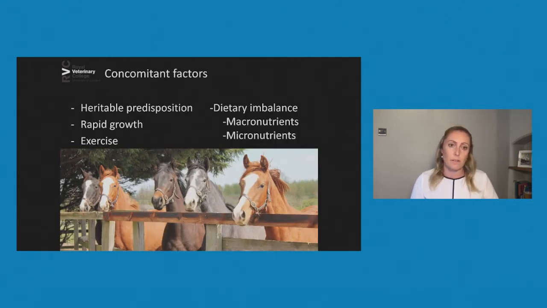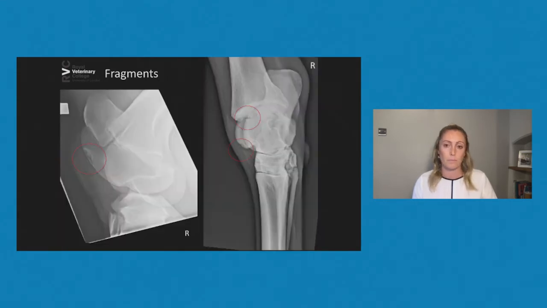So other factors to think about with osteochondrosis: a heritable predisposition has been documented, alongside rapid growth, dietary imbalance of both macro and micronutrients, and exercise as well. And when we think about osteochondrosis, we often think about osteochondral fragments, or some would say joint mice, within the joints. And these can be adjacent to the depressions we see in the bone, or they can be found elsewhere in the joint if they've travelled.